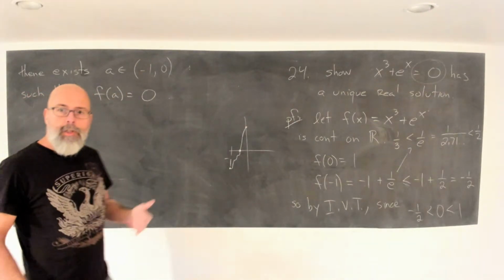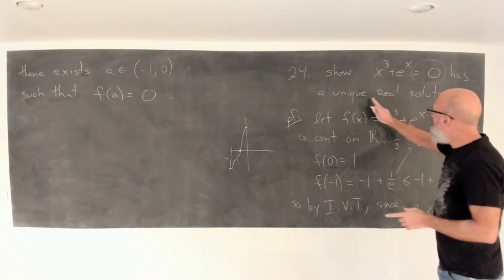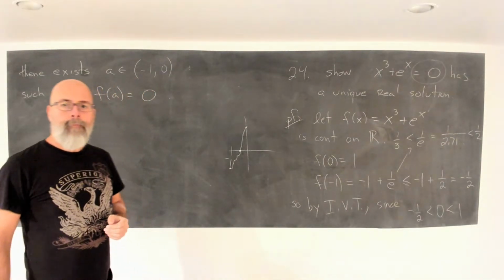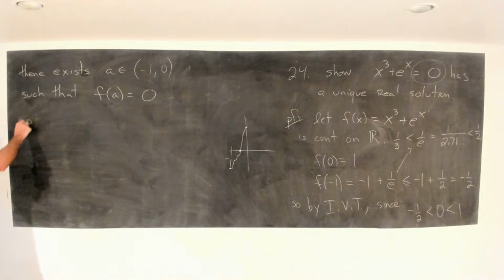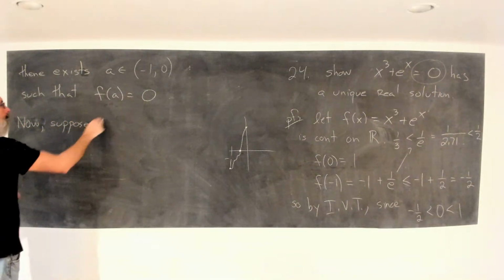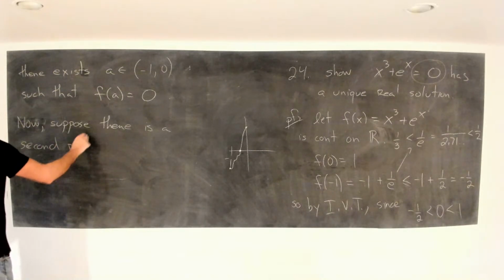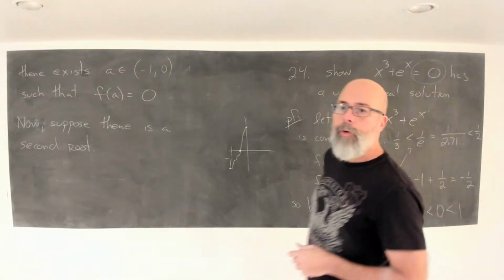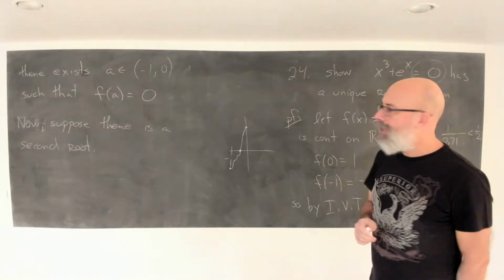The intermediate value theorem gives us the existence of at least one root. But now the question is asking us to show there's only one. We've shown there's at least one. There could be more. Then we need to show that there is no c such that the derivative is 0. Very nice, Connor. Suppose there is a second root.